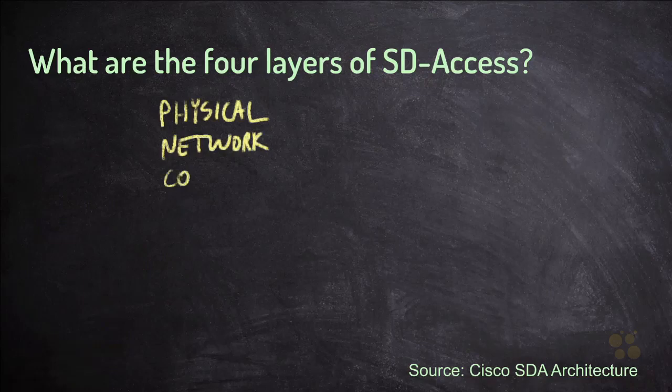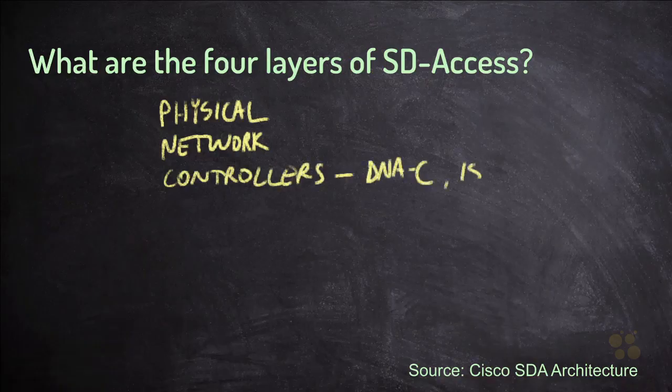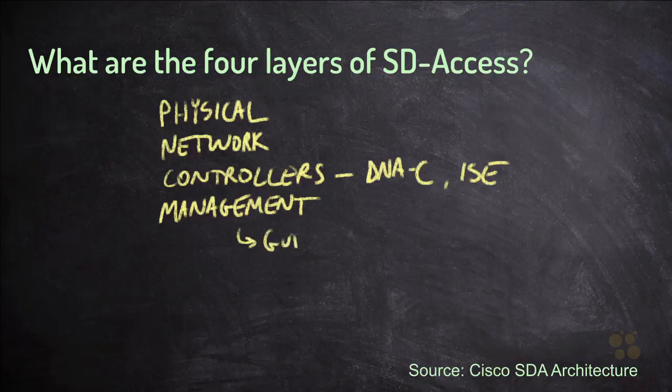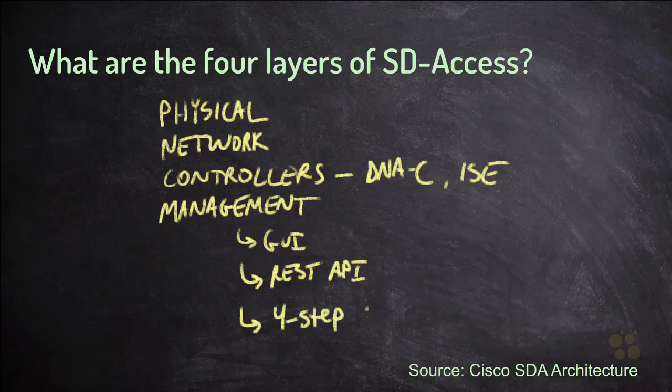After that, it's the controller layer. This is where our actual controllers live. And remember, there are 2 that we care about. We care about DNA Center, or DNAC, and ISE. And last but not least is the management layer. The management layer is how we manage this environment. So this includes things like the GUI access. It also includes REST APIs. And then within the management layer, Cisco has the 4-step workflow that we use to manage the SDA environment.